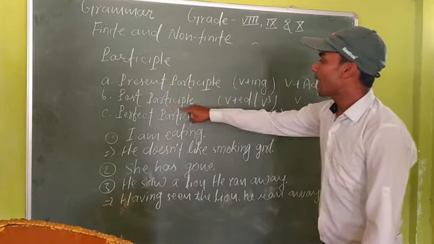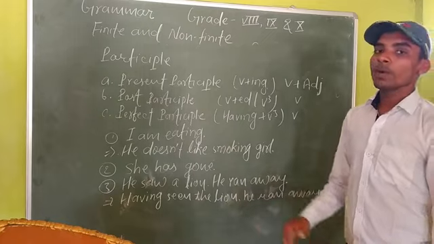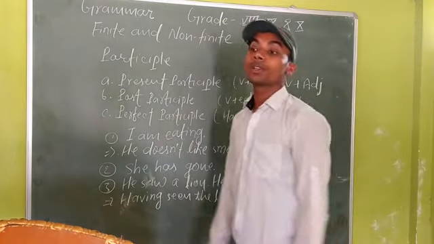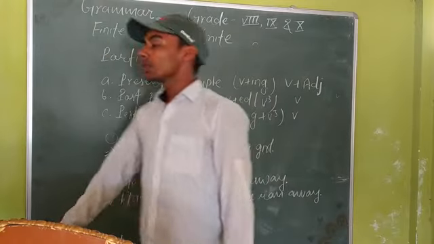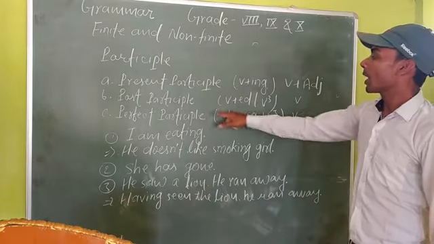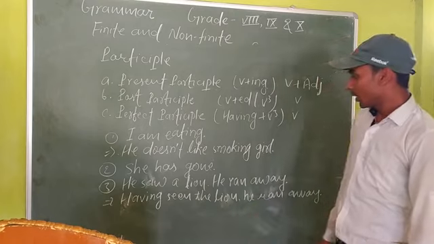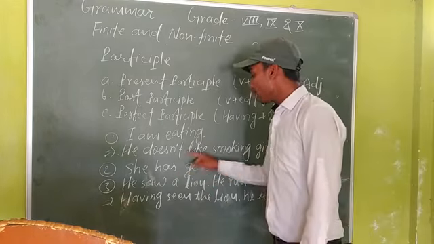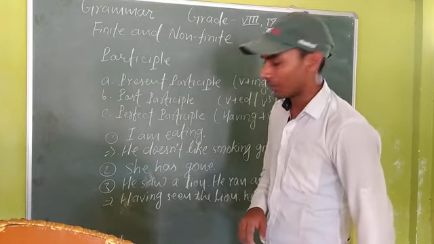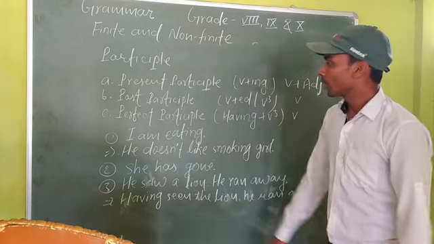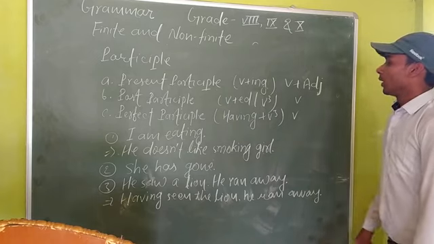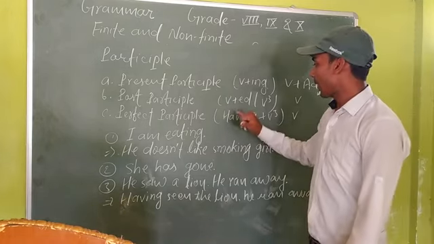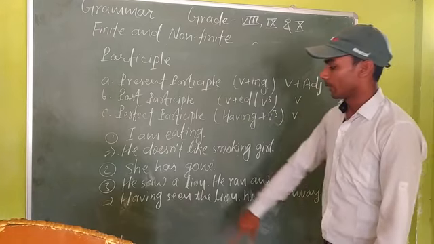Now past participle. If the verb is in its third form, such a form is considered past participle. As you are seeing in an example, she has gone. Gone is working as past participle. And below, perfect participle is formed with having plus V3, that means having plus past participle.